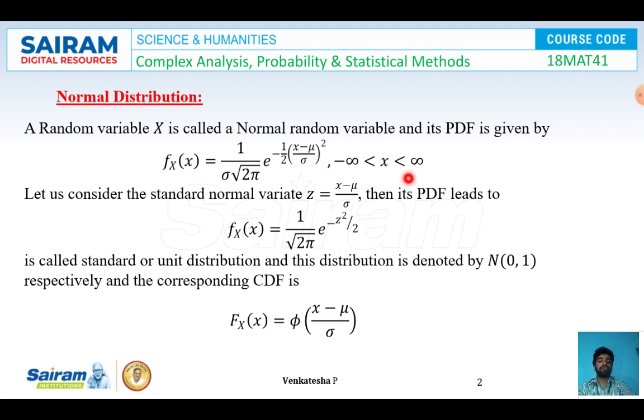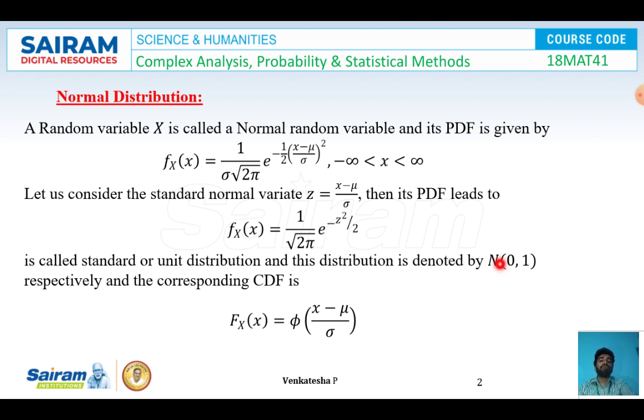Now let us consider the standard normal variate z = (x-μ)/σ, and its probability density function becomes f(z) = 1/√(2π) e^(-z²/2). This expression is called the standard or unit normal distribution, and it is denoted by the notation N(0,1).